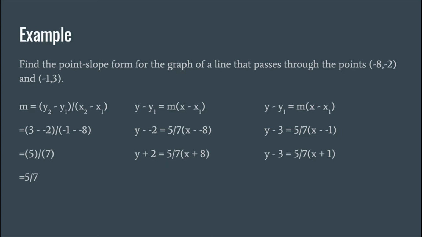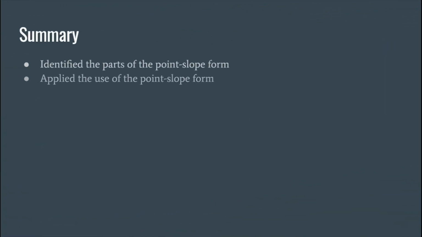Besides, we're only going as far as substituting the values in, and if you have to simplify any signs, that's all you do. It's a lot simpler than you thought it was. So we'll sum it all up. We identified the parts of the point slope form, and we got a chance to put some values in to see how it looks.